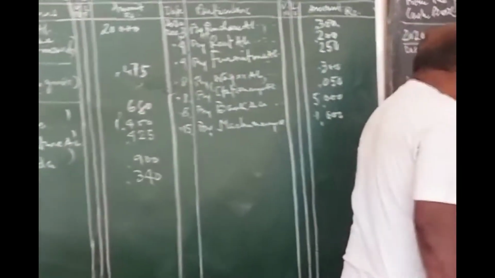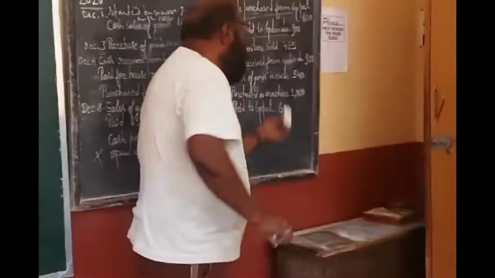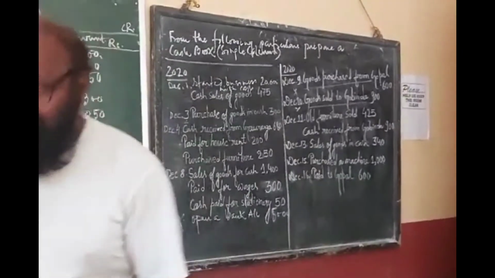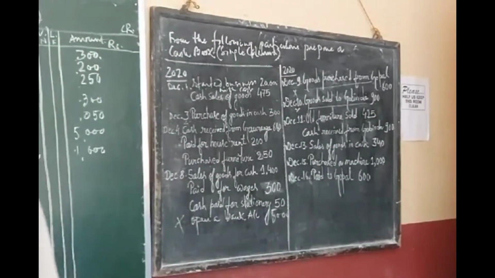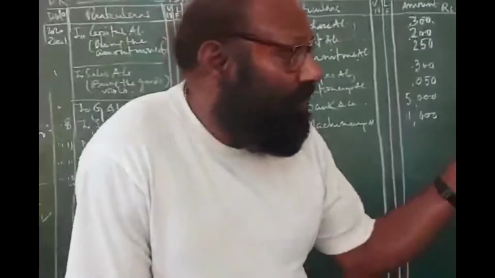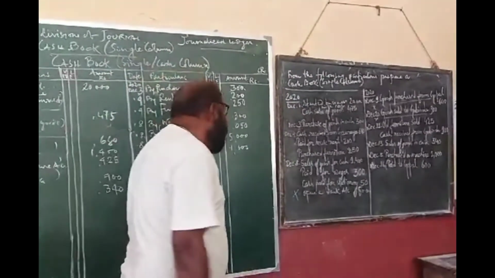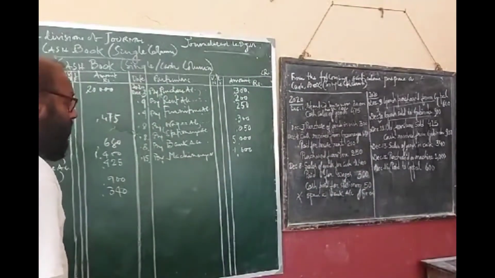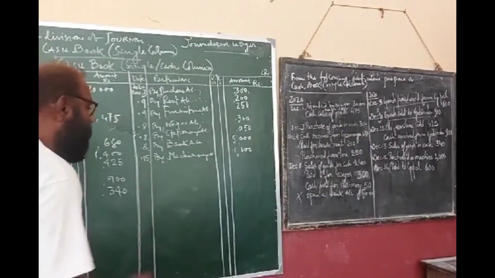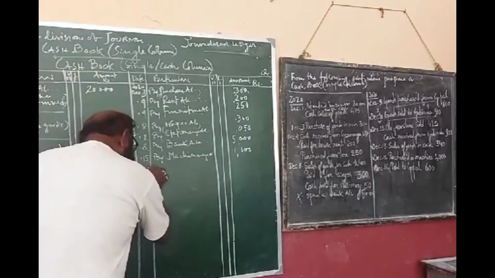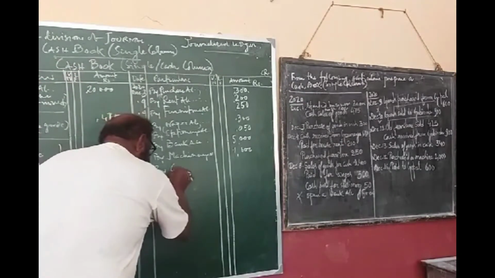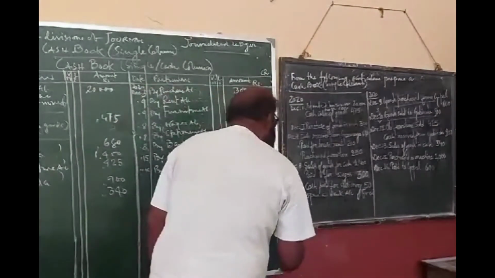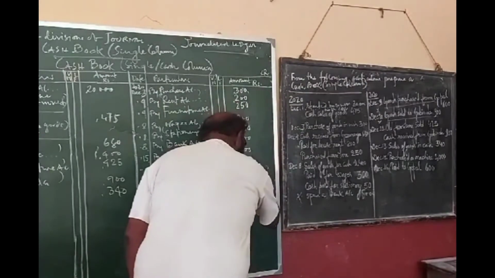Now paid to Gopal. You have paid rupees 600 to Gopal. Whenever you purchase goods from Gopal, the journal entry is purchase account debit to Gopal. Now it was not considered for the preparation of your cash book, but now you are making payment to Gopal. What is the journal entry? Gopal account debit to cash. So in the cash book you should write by Gopal account. The amount is 600. Clear?